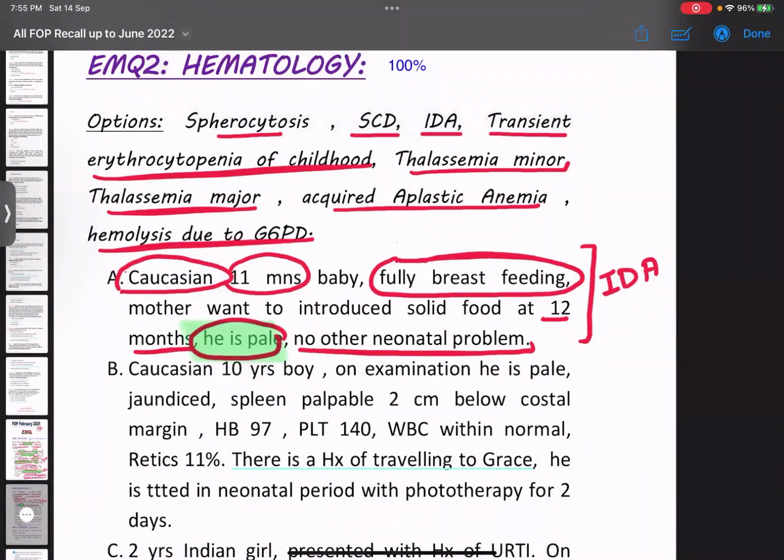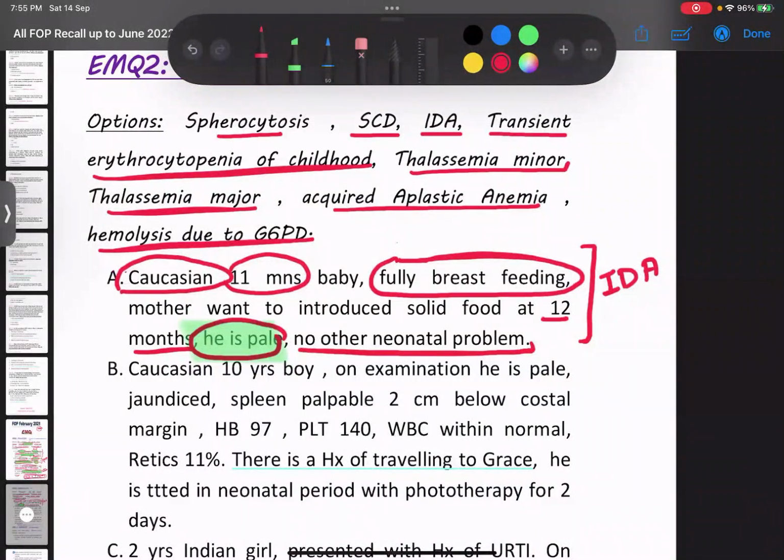See, this is an 11-month-old. Usually hemolytic disorders present after the age of 6 months, around 4 to 6 months. They'll present with organomegaly as well. Jaundice, organomegaly. If hemolysis, blood lysis, is going on, there will be anemia. Along with that, jaundice will be there.